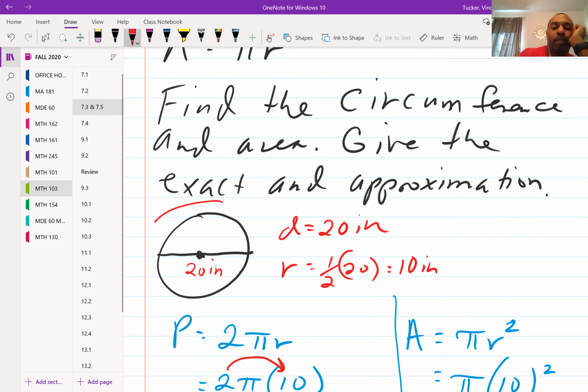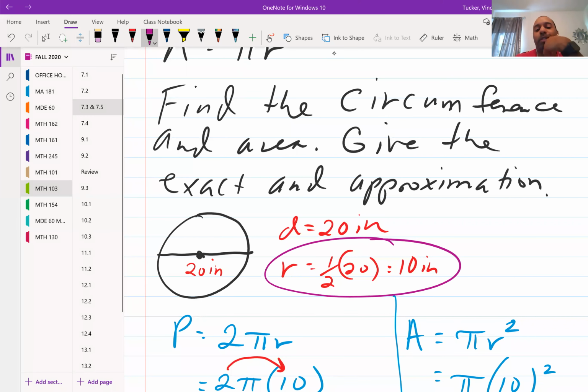All right, so they give us this diagram right here. It gives the circle with the diameter being 20 inches. So that means our radius is going to be 10 inches.